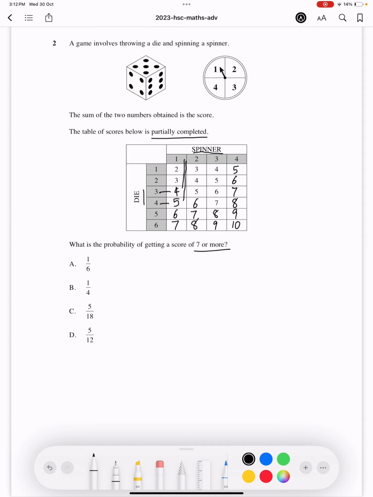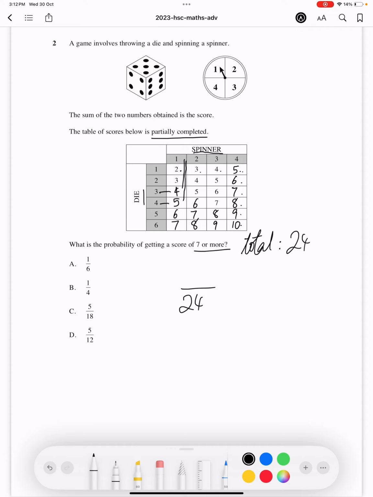Now that we've finished our table, we know that in order to get a probability, we need a total number of scores. So let's have a look at the total number of scores that we've got here. So 1, 2, 3, 4 multiplied by 1, 2, 3, 4, 5, 6. That's a total of 24 scores. That's going to be your denominator for the probability that we're looking for.